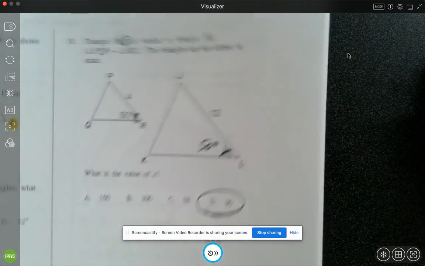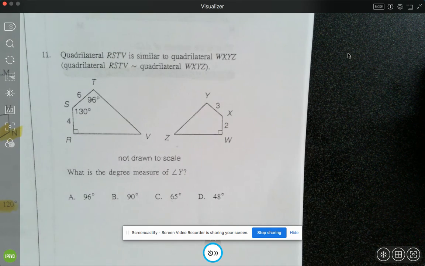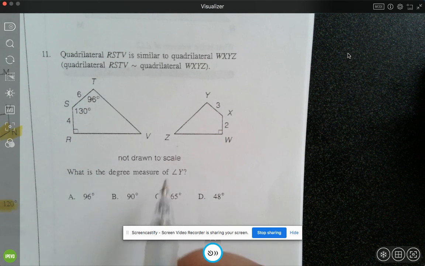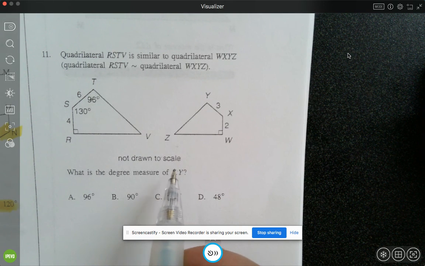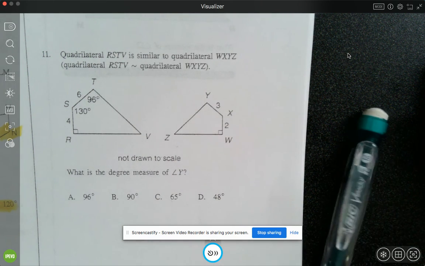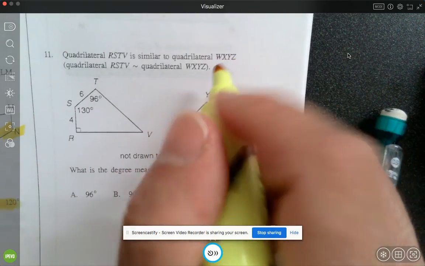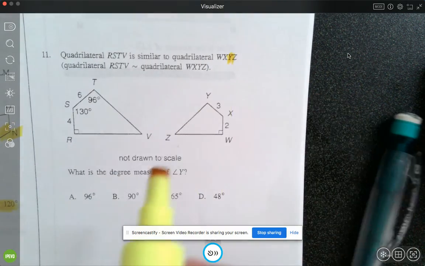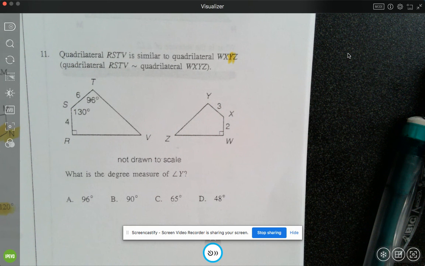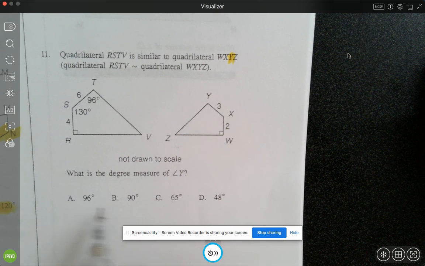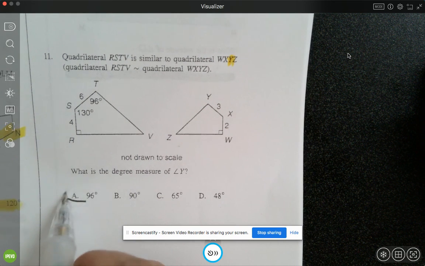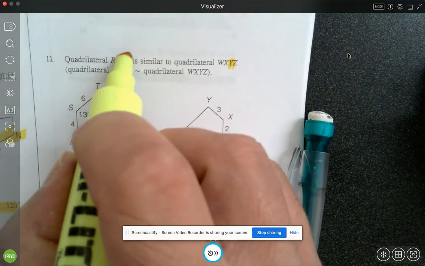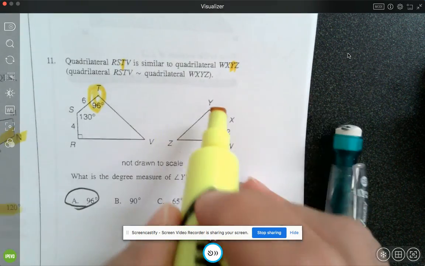And last but not least, number 11, not drawn to scale, 2 similar quadrilaterals. What is the measure in degrees of angle Y? Sorry, it's been a long day. So if we look at our order here, Y is third in the list of letters. So what do you think the angle would be of Y if it's third there? Hopefully you would put 96 because third in the list here is T. T is 96, and that matches with that pretty well.